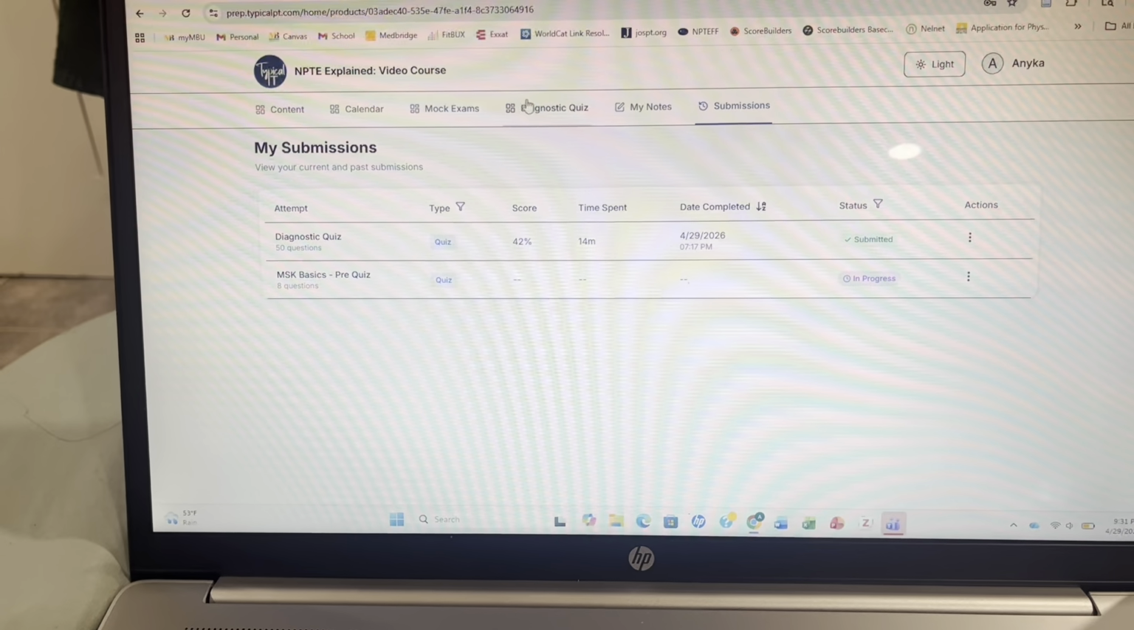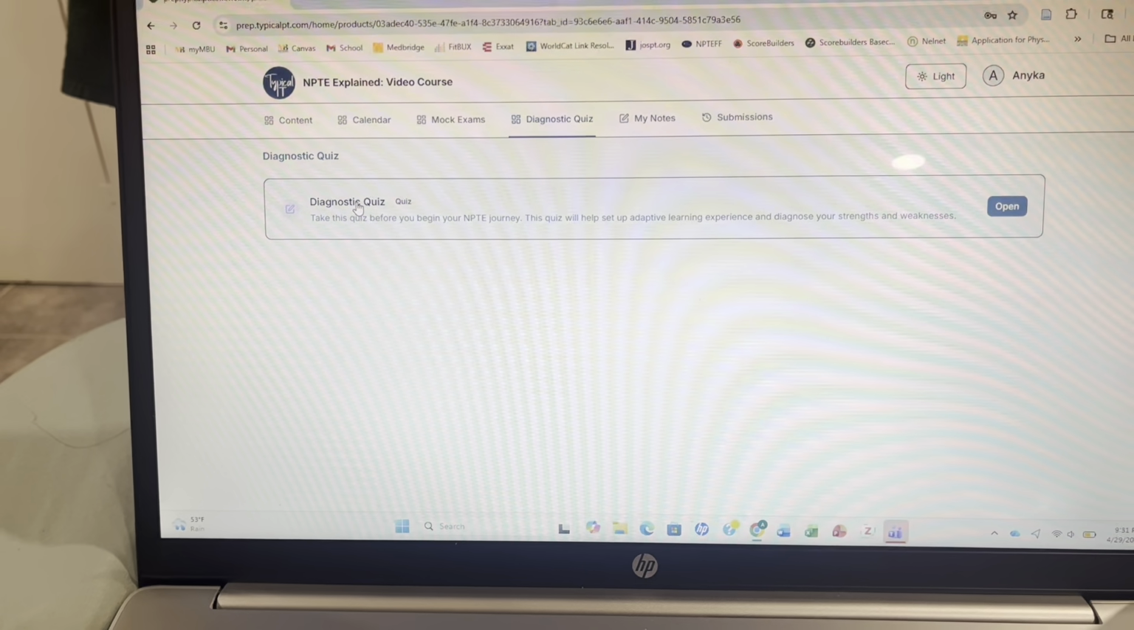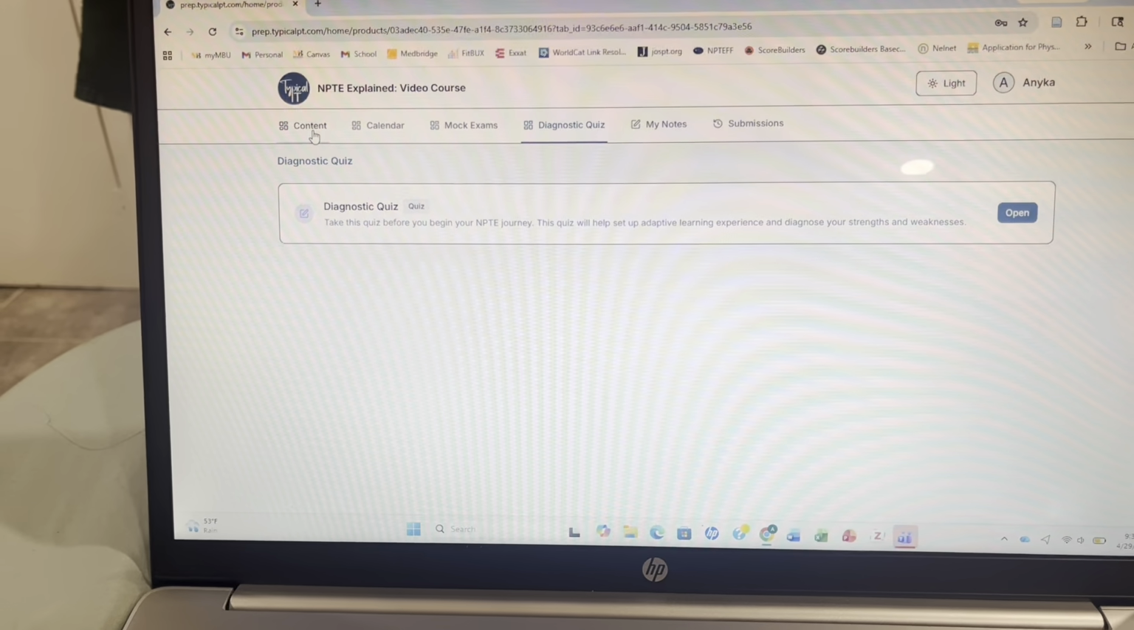But just having access to this and being able to take it again to help diagnose my strengths and my weaknesses will definitely be something super helpful for me moving forward.